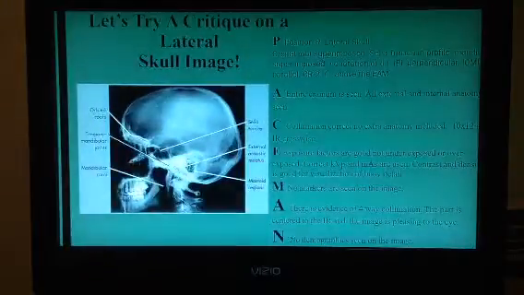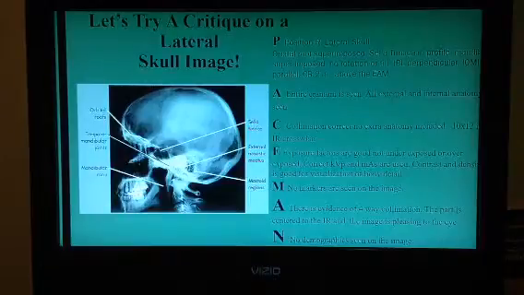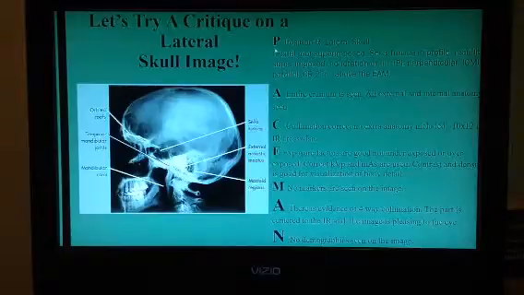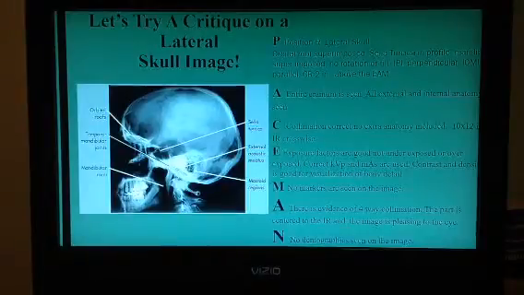Okay, let's try a critique on a lateral skull image. Okay, we'll start with P for position. Okay, this is a right lateral skull. Or I'm assuming this is a right lateral skull because there are no markers on it, but it is hung like a right lateral skull. Okay, let's look at it and do some image evaluations.